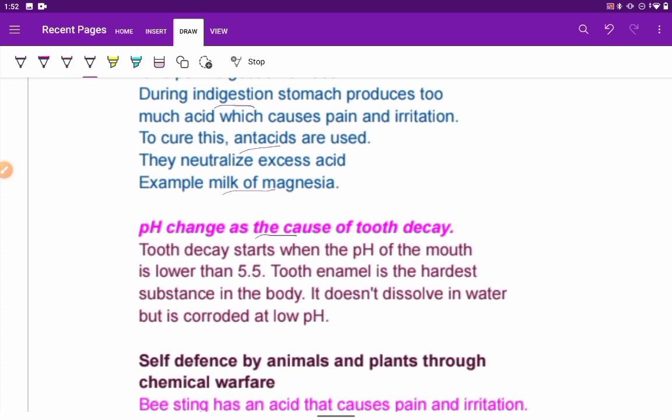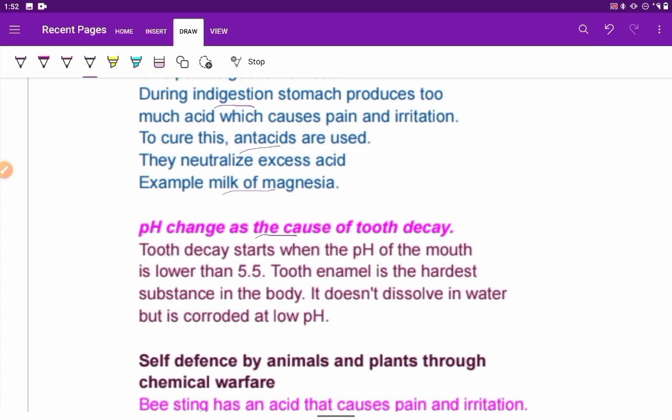Now how it will be produced, we see. In the mouth, some types of bacteria are present. They will produce acids by degrading the sugar present in the food we eat. They also degrade the food particles which remain in the mouth after we complete our eating.